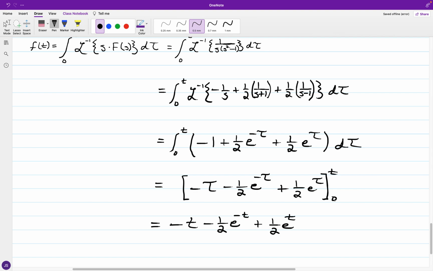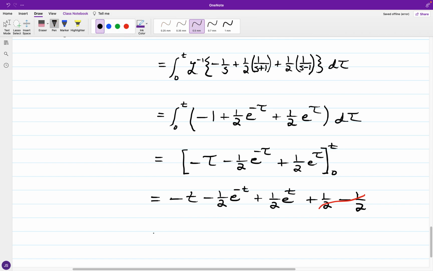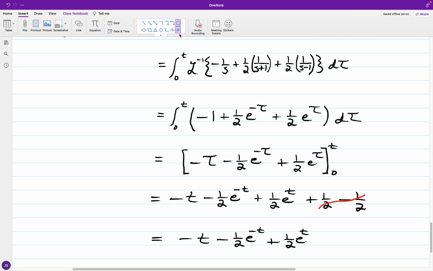Now for the lower limit, tau goes to 0, and subtracting the lower limit, you're going to have plus 1/2 from the middle term, and for the last term, subtracting, we have minus 1/2. So the constants cancel each other. For the final result, we have negative t minus 1/2 of e to the negative t plus 1/2 of e to the t. And that will be the final result for the inverse Laplace transform.